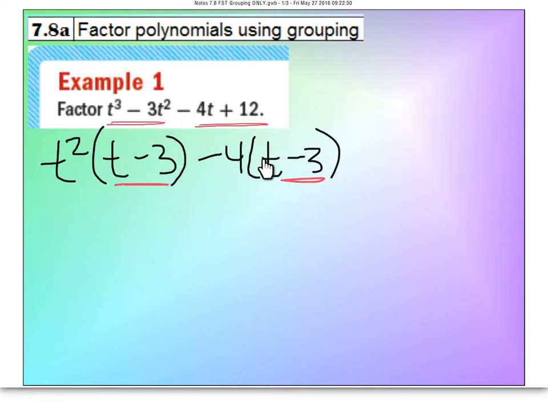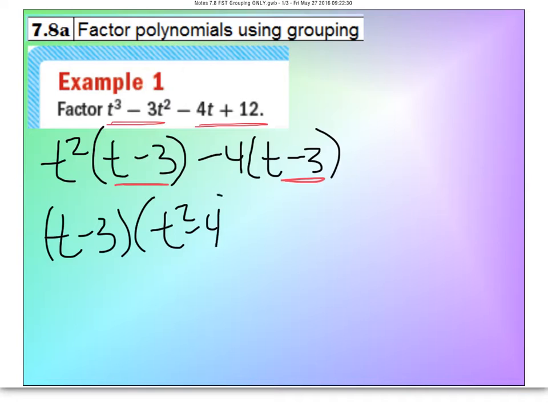So what I'm going to do is yank t minus 3 out. So I've factored that out, and then I'm left with t squared minus 4. Now be careful, you have to stop and see if you can factor anything further. This is t to the first power, so it's done. This right here is a binomial that can actually be factored further. So let's carry down t minus 3, and let's think about how to factor this second binomial.